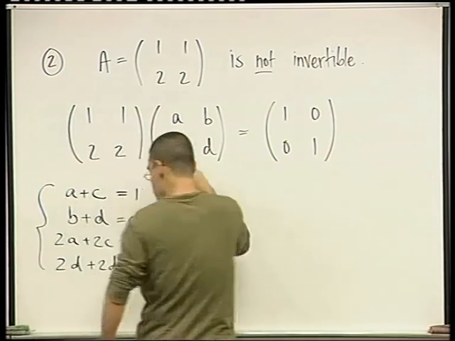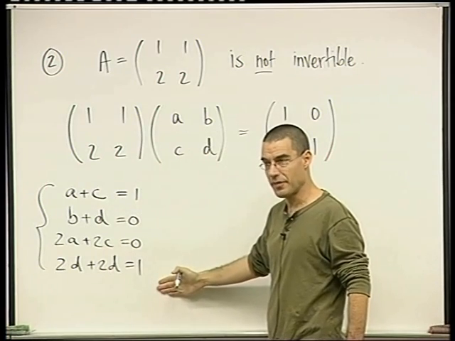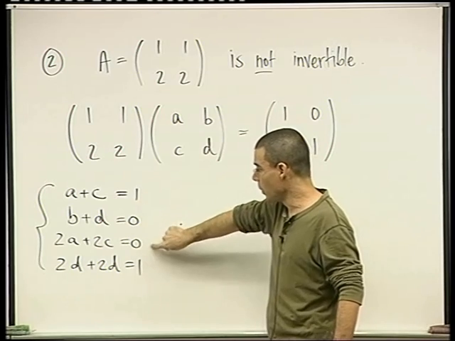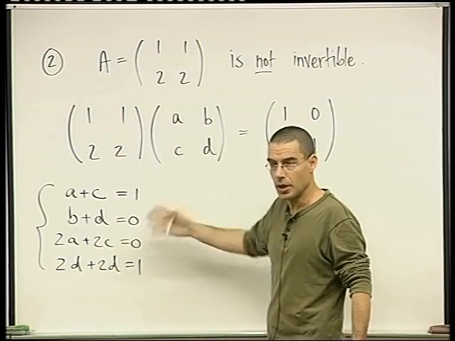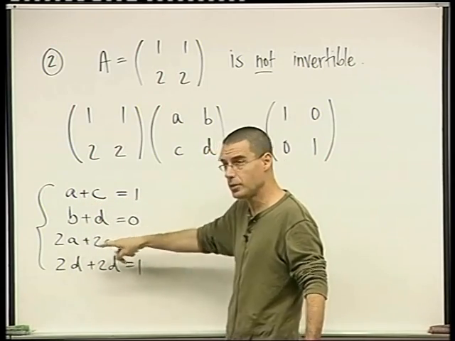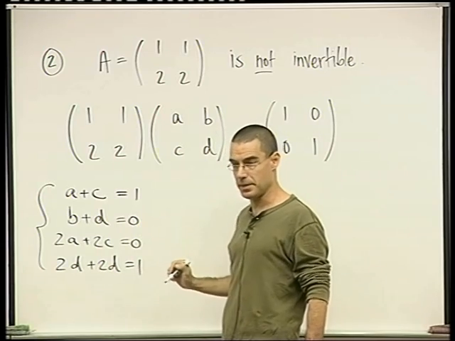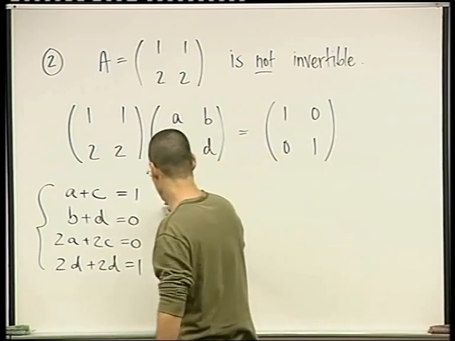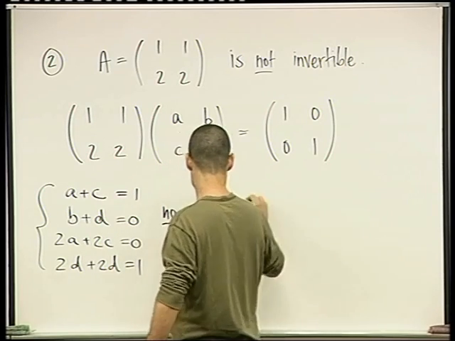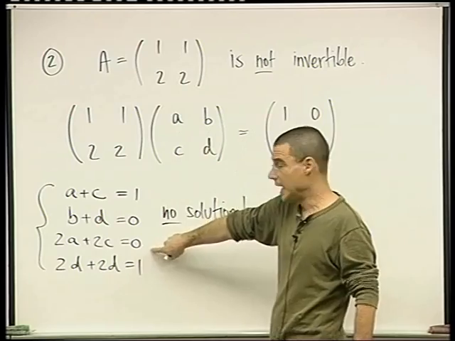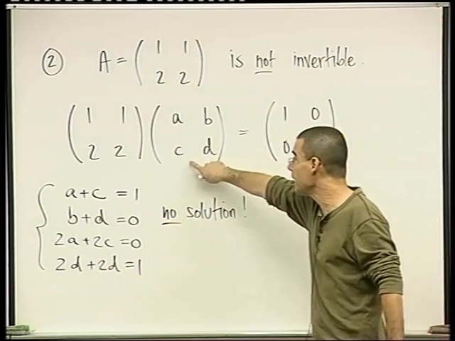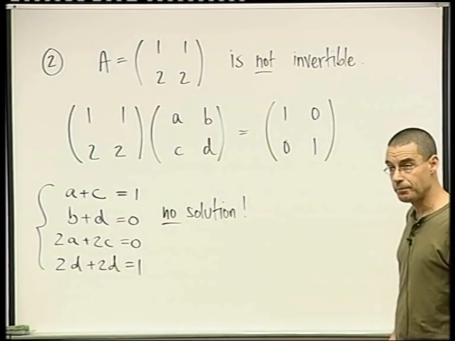So if there is such a matrix, this system should have a solution. And obviously, this system does not have a solution. For example, equation 1 and equation 3 contradict each other, right? If here A plus C is 1, and here by dividing by 2, we see that A plus C is 0, that cannot happen simultaneously. Okay? So no solution. No solution to this, hence no solution to this, hence there is no A inverse. There's no matrix you can plug in here and get the identity.